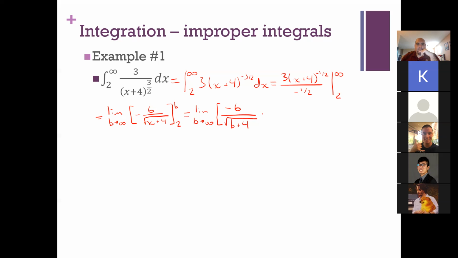All right, so I plugged in b. Now the other one I'm going to plug in 6, so that's going to be plus 6 over the square root of... But why is it plus? Oh, no, minus negative. Good.